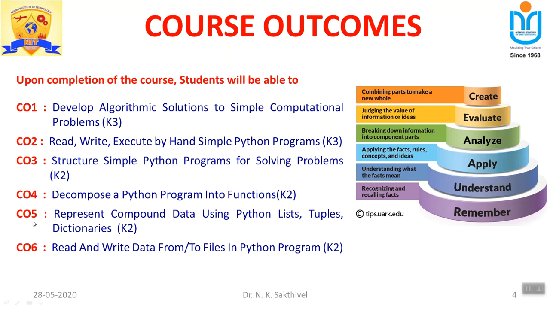As far as the fifth outcome is concerned, students represent compound data using lists, tuples and dictionaries. And the sixth outcome is that students are able to read and write data, that is, write data to a file or read data from a file. So like this, students will benefit from these 6 course outcomes.